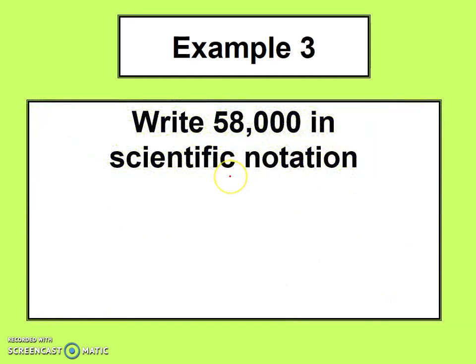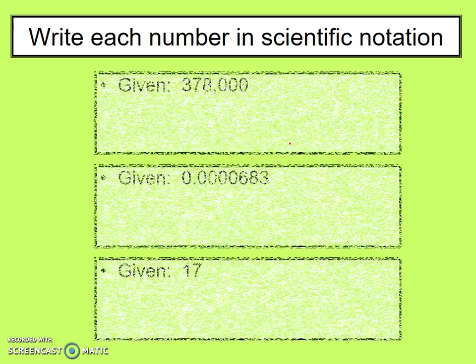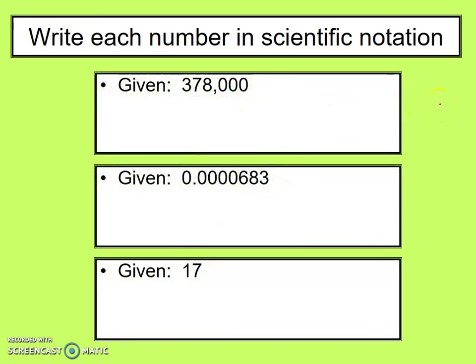All right, the next one. Write 58,000 in scientific notation. Okay, so to get one non-zero digit to the left, I want the decimal in between the 5 and the 8. So I'm going to grab the decimal and move it 1, 2, 3, 4 times. So 5.8 times 10 to the 4th, and it's a positive exponent again because this was a big number to start with.